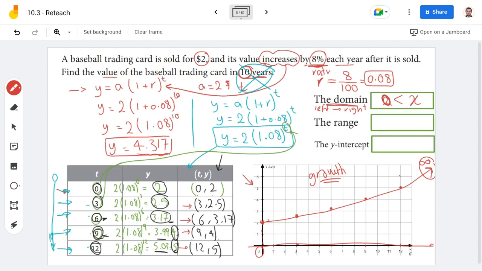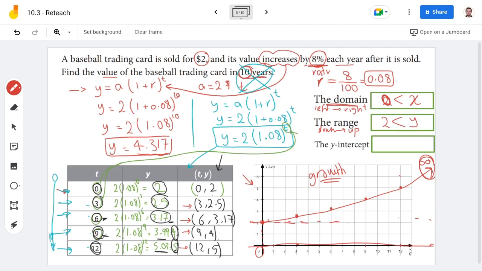Now, the second one is the range. The range is from down, the lowest point, to up, the highest point. What is the lowest point here, on the y-axis? The lowest point is 2, and it goes up forever to infinity. So the range is all the values greater than 2.